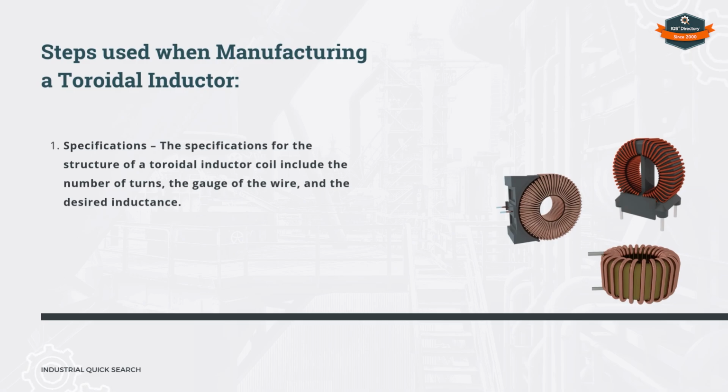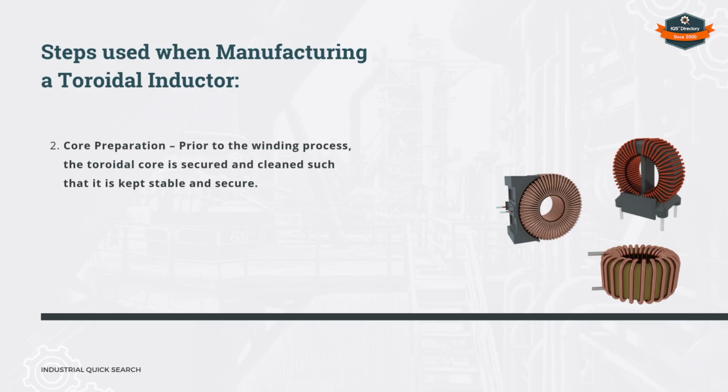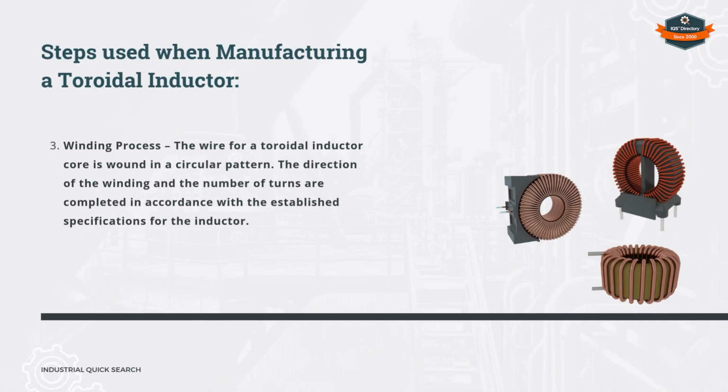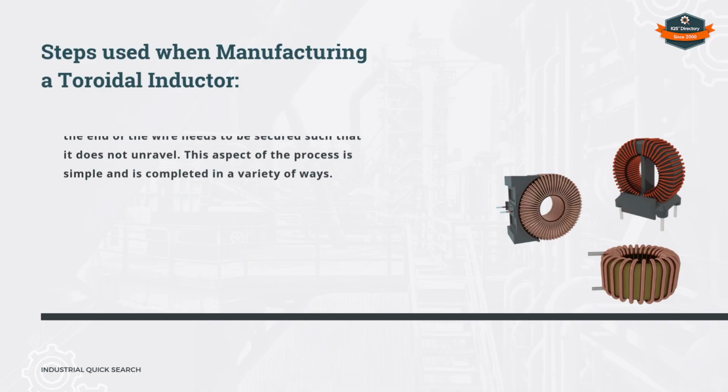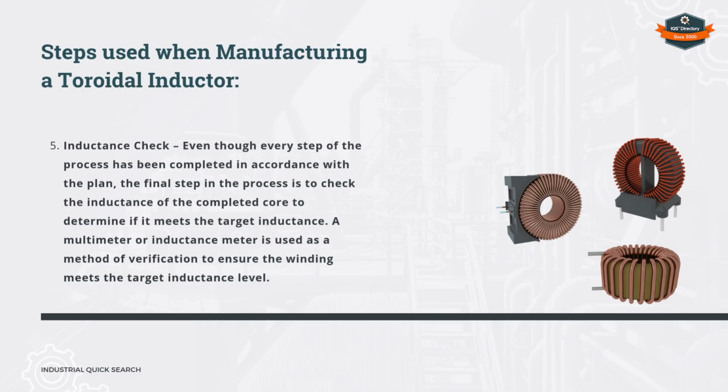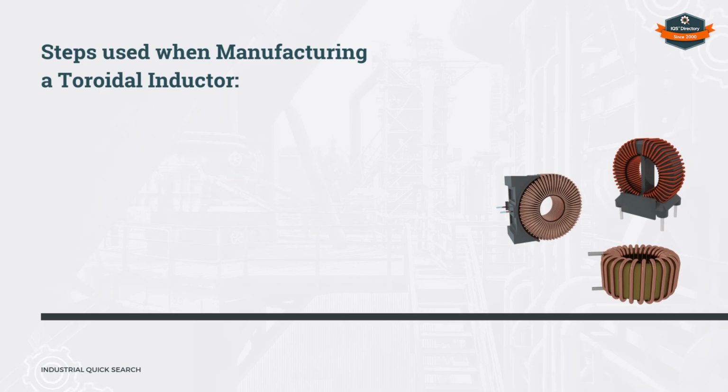Steps used when manufacturing a toroidal inductor. Specifications. Core preparation. Winding process. Secure the wire. Inductance check. Insulation.